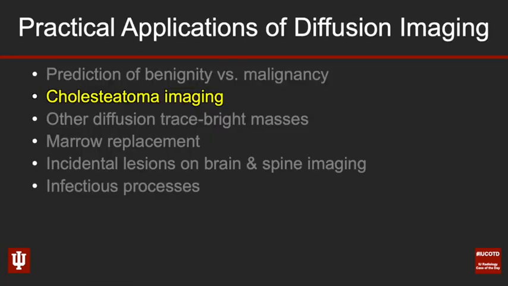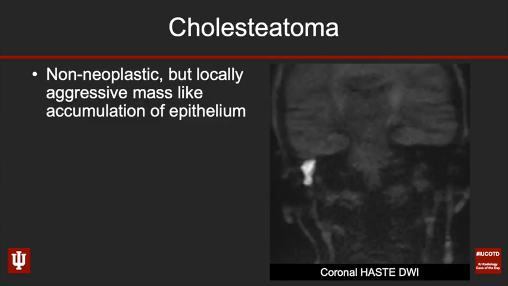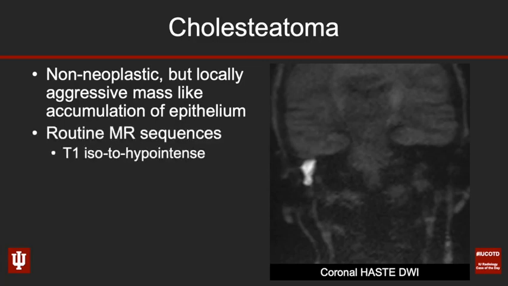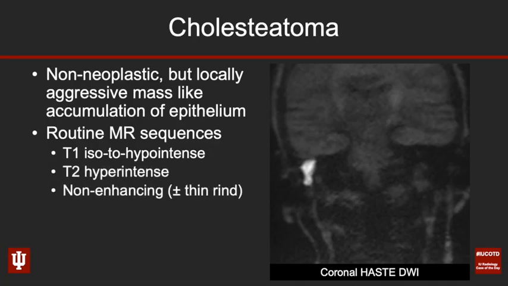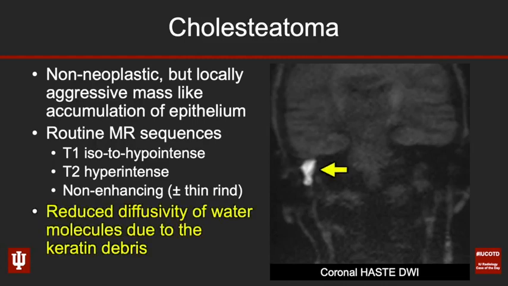All right, the next topic is cholesteatoma imaging. So cholesteatomas are non-neoplastic but locally aggressive mass-like accumulations of epithelium. You can think of it sort of as like skin in the wrong location. On routine pulse sequences, they tend to be T1 iso to hypointense, T2 hyperintense, and non-enhancing. Now, sometimes you'll get a thin rim of enhancement around it. That represents adjacent granulation tissue rather than the cholesteatoma itself enhancing. But importantly, these have reduced diffusivity of water molecules due to the internal keratin contents.